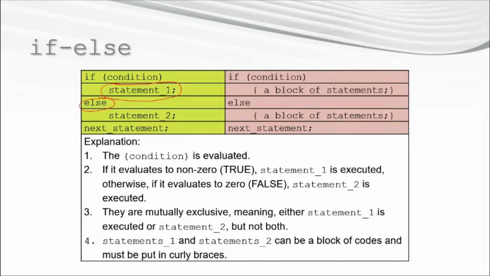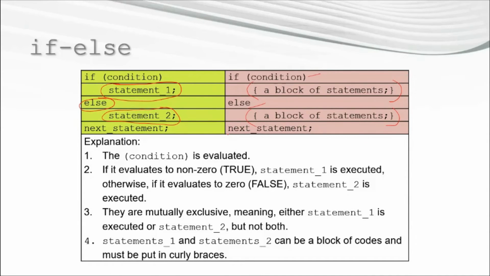If this condition is false, the else statement will be executed. This can be applied to a block of statements also, that is, a number of statements. If this condition is true, this block of statements is executed. That is why we put curly braces on both sides. Whatever is within the curly braces will be executed if the condition is true, and if the condition is false, the else block of code will be executed.